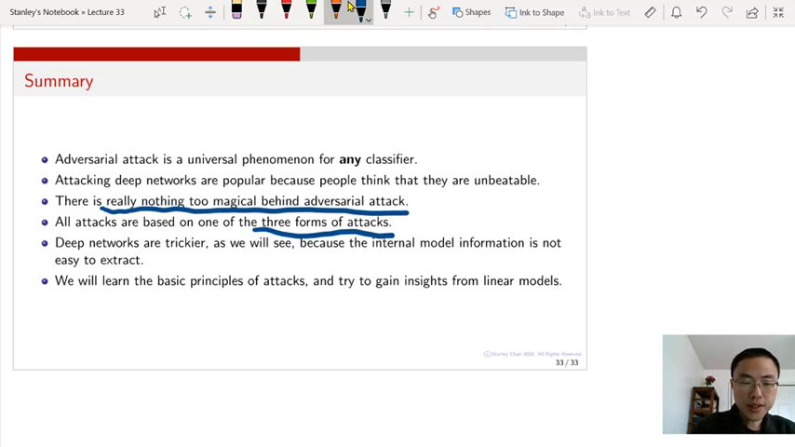We will learn all these basic principles, and then after the next two lectures, we're going to talk about how to defend against these attacks. I hope that after these three lectures, you will have a whole picture of adversarial attack: it can be formulated in certain ways, and it can be defended in certain ways. And I want to give you some personal perspective on how we look at the subject of adversarial attack.